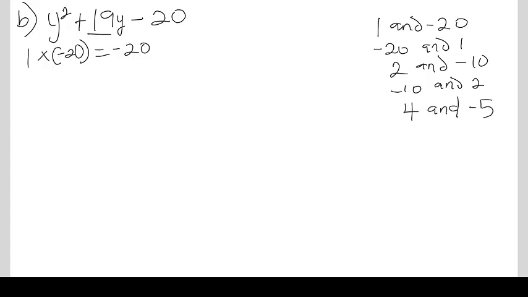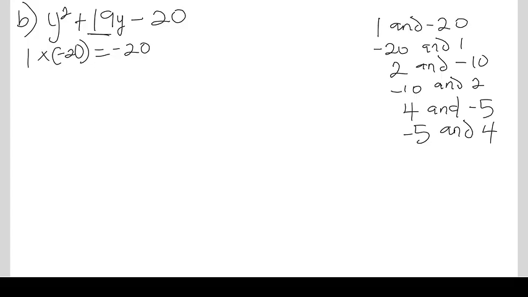4 times minus 5 is going to give me minus 20 also. Or I can say minus 5 times 4. So minus 5 and 4 is also going to give me minus 20. So these are the factors that can give me minus 20 when I multiply them together. So I'm going to be inspecting all of these. Which one is going to give us 19 when we add together?